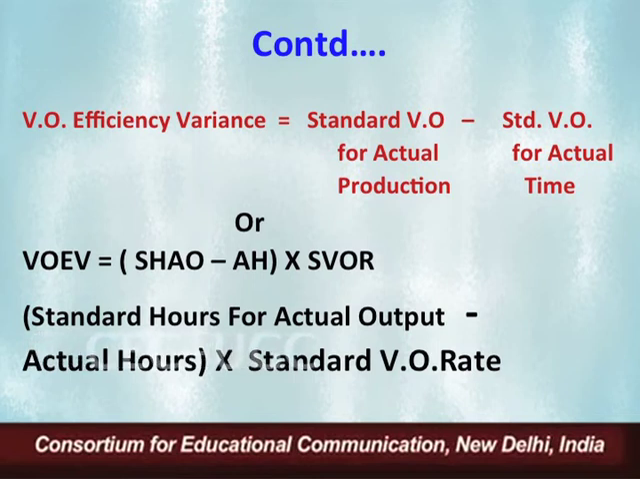So the formula here is dealing with two standards. One is the standard variable overhead for actual time and the other is standard variable overhead for actual production. So the first part is dealing with the production, whereas the second part is dealing with the time. Now in this way you have understood how to calculate the variable overhead variance and how to justify it by computing the expenditure and efficiency variance.